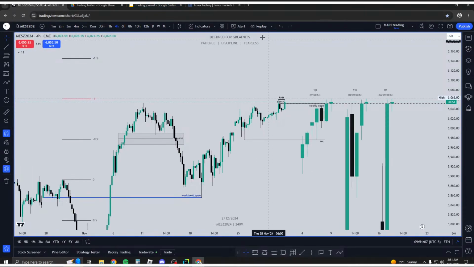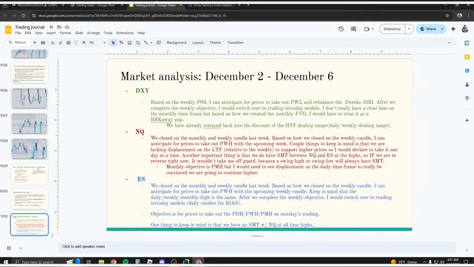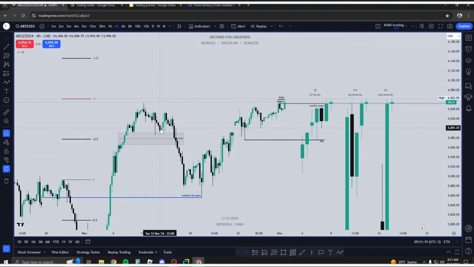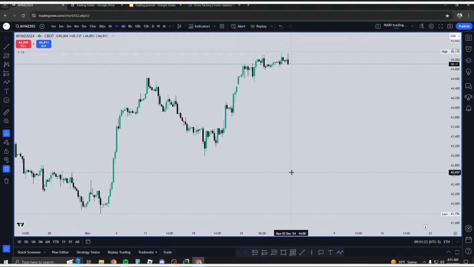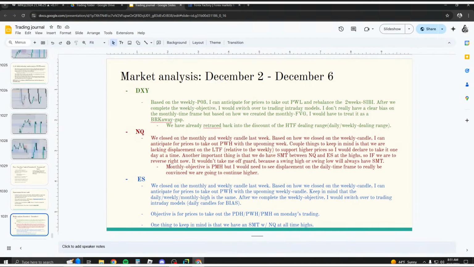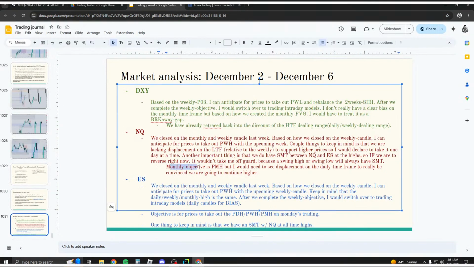On NQ and ES, I do want to see higher prices. We already completed the weekly objective for this week on NQ and ES. The monthly objective for NQ and ES was previous month's high, but we have already taken out previous month's high on ES. The monthly objective on NQ is previous month's high, but I would need to see displacement on the daily or weekly time frame to really be convinced that we are going to continue higher.